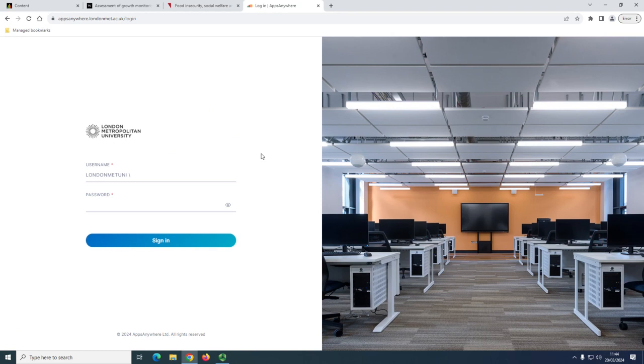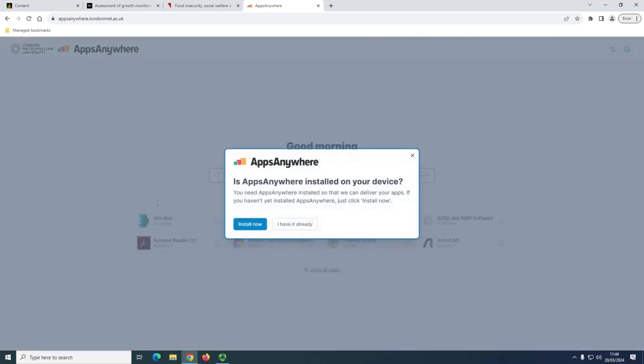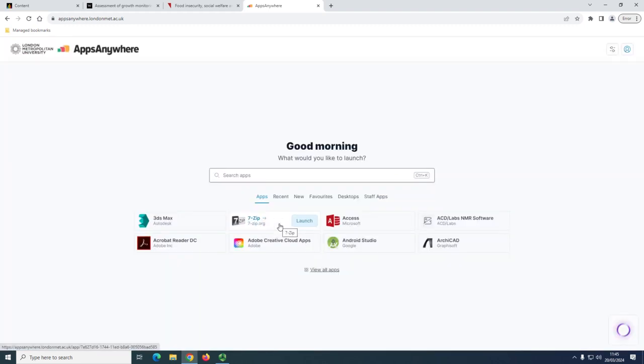So from here, type in your usual login credentials for London Met. So whatever your username and password is, don't say it out loud. Okay. On your computer at home, if you're opening it for the first time, you can install Apps Anywhere. If not, if you already have it, like now you already have Apps Anywhere, just say I have it already. It's on this computer, and now you've got Apps Anywhere open.